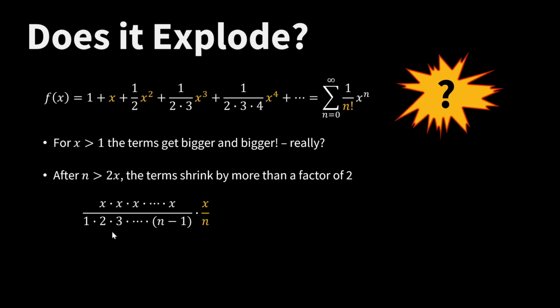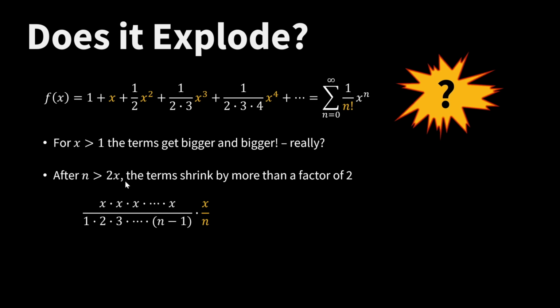This is the coefficient a(n minus 1). Here we have x times x times x and so on, n minus 1 times in the numerator. In the denominator we have n minus 1 factorial. Now what happens if we go from n minus 1 to n? Now we have one more x in the numerator. We also have to go from n minus 1 factorial to n factorial, which means we multiply with an additional n. As you can see, the coefficient is multiplied by x over n.